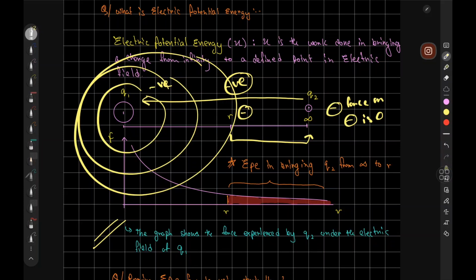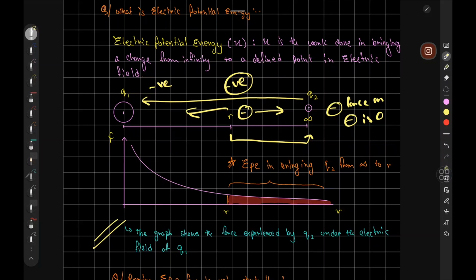However, you are trying to move the negative charge in the opposite direction. You're trying to move the negative charge in the opposite direction, which is why you're doing work on this negative charge in trying to move it away from the positive charge, which is attracting it.